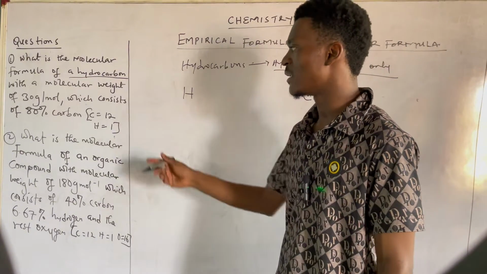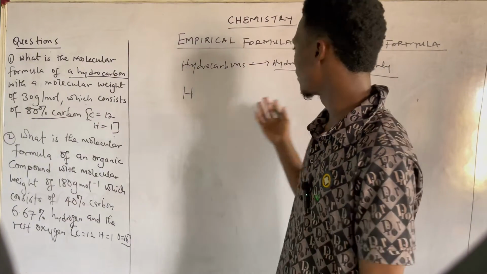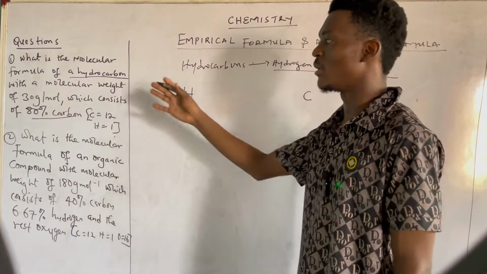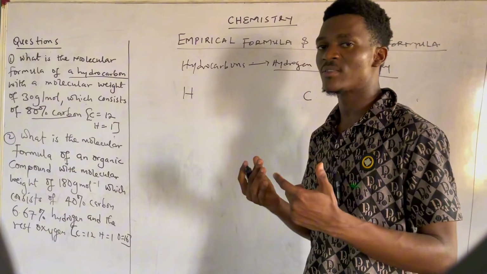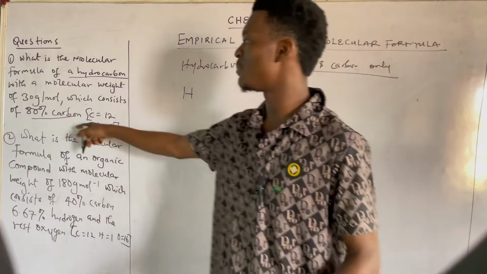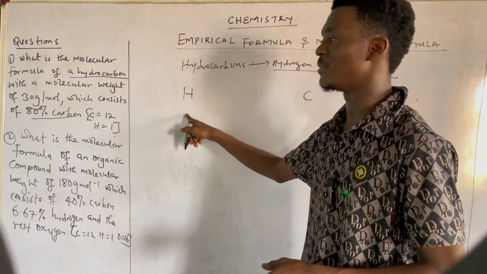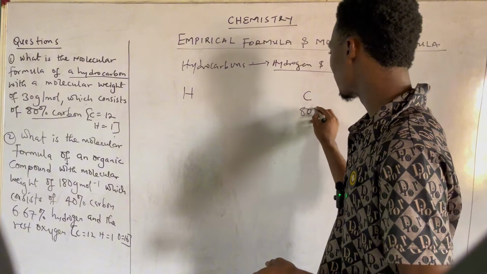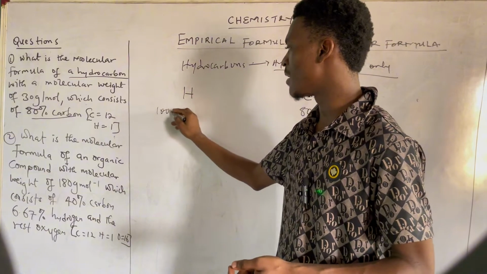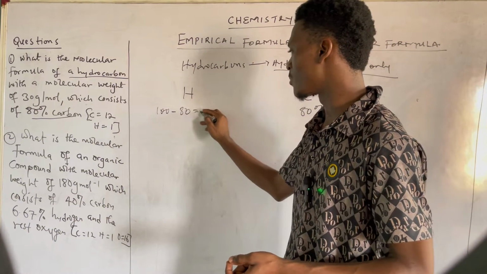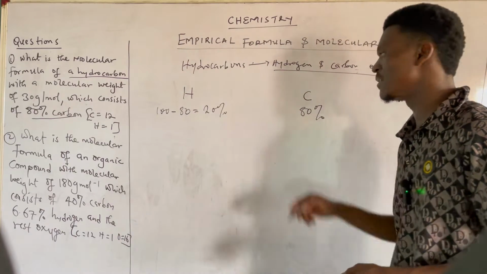So you can just make a tabular representation, hydrogen and carbon. Now we are given 80% of carbon. We are not given a percentage of hydrogen, we are only told 80% of carbon. So it's obvious that a percentage is out of 100, and we are given 80% of carbon, so the leftover percentage should go to hydrogen. You understand the point? So here is 80, and over here it should be 100 minus 80, that becomes 20%. So we are working with 20% here and 80% there.